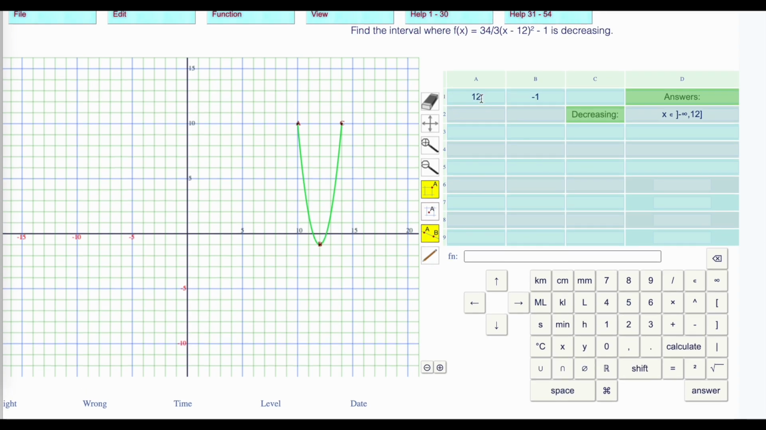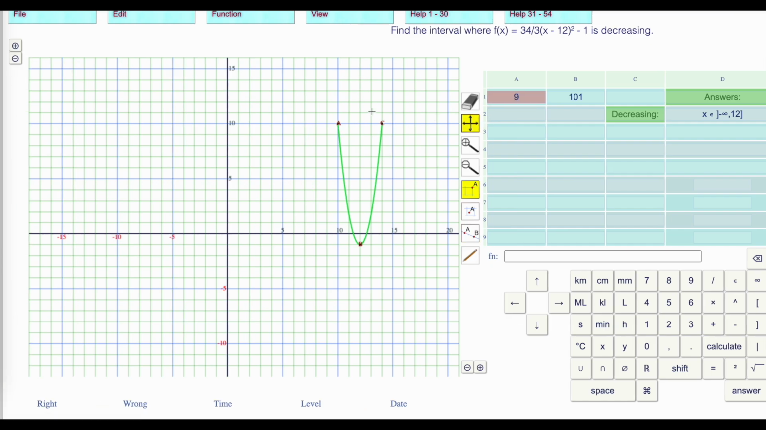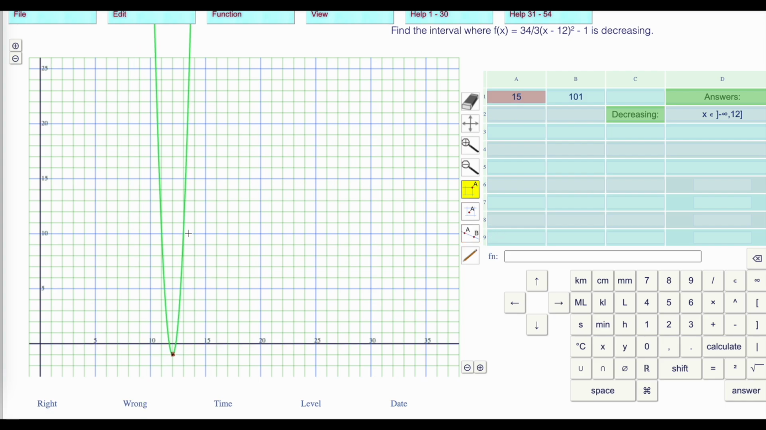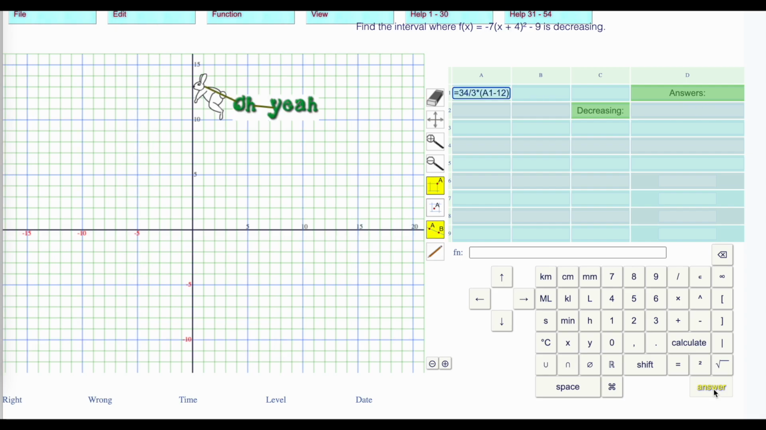Then when x is 10, we get 44.33. Let's look at when it's 9, we're getting 101. At 15, we're also going to get 101. This is exactly what it looks like. They want to know when is it decreasing, and it's decreasing along this branch until it gets to here. It's going to keep going this way forever, from negative infinity until positive 12. Then we press answer to see if we are right.